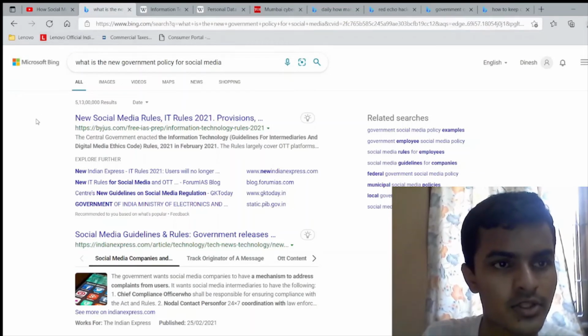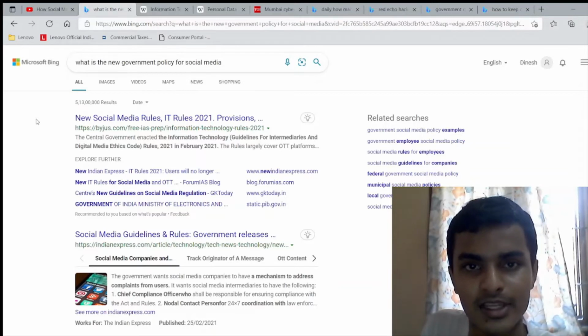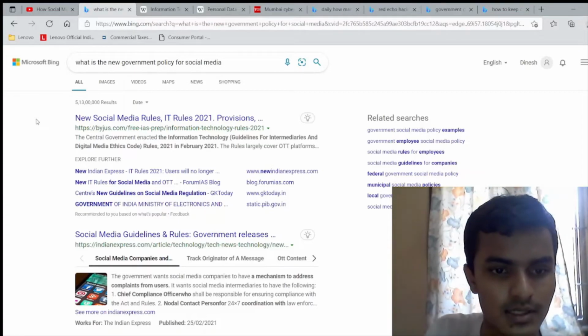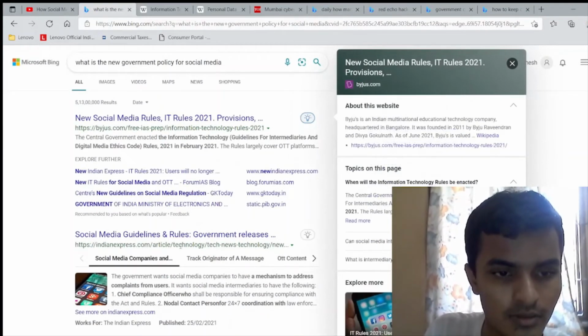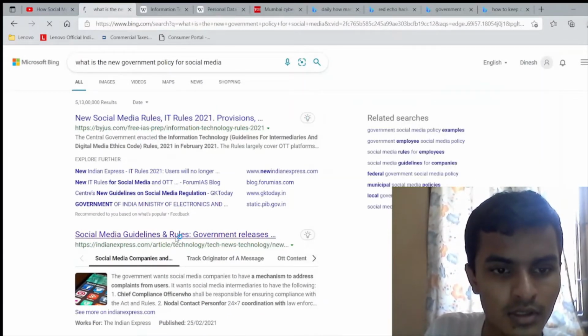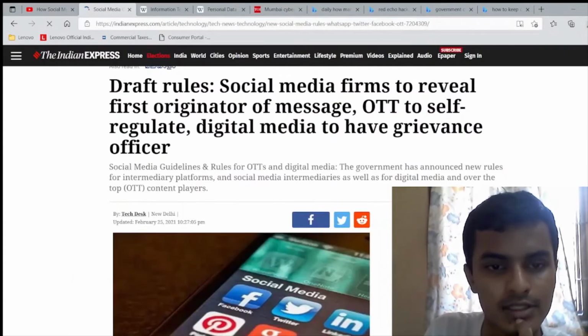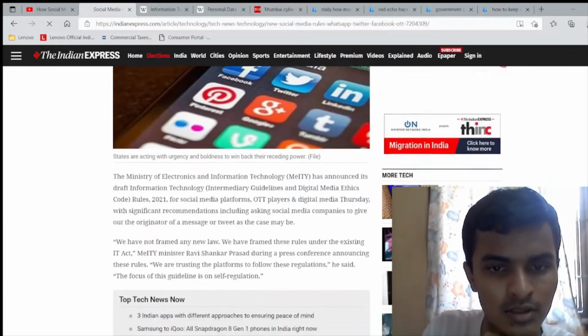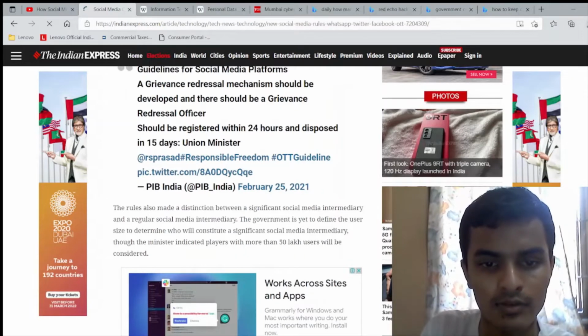So yes, this is the first question. What is the new government policy for social media? I've Googled it all, to make you understand better, because you will understand like this only. If I speak, I don't think it will affect you. So yes, let's continue. This is the new IT rules. This is by the Indian Express. I want to thank Indian Express. So I'll not go into the detail of that. I'll simplify it for you all.